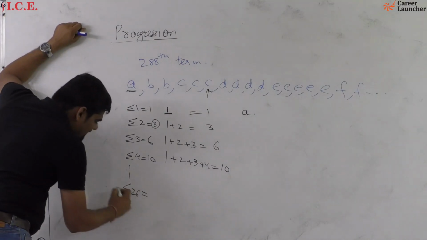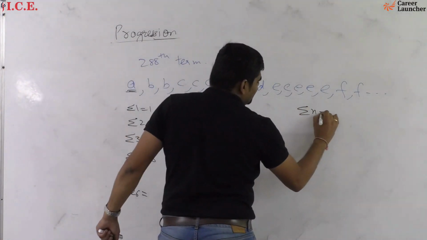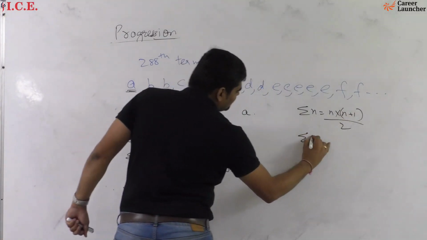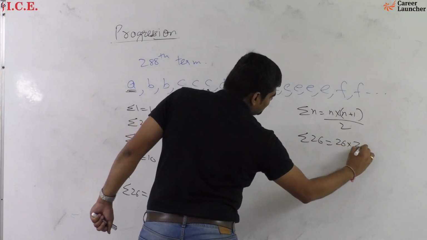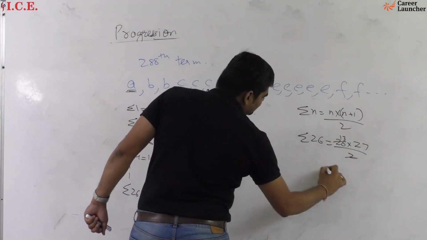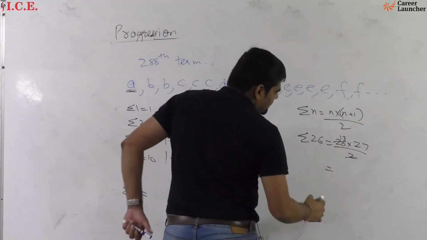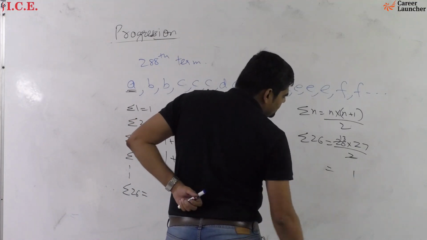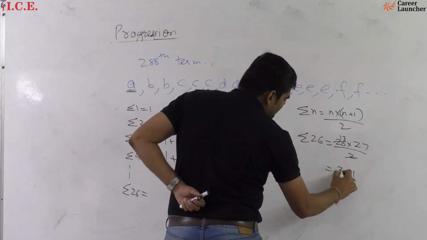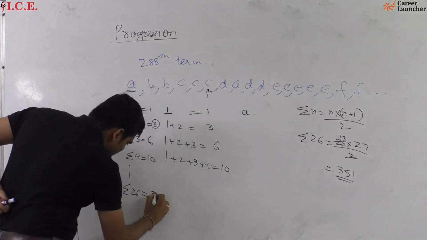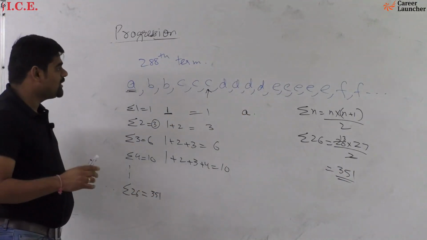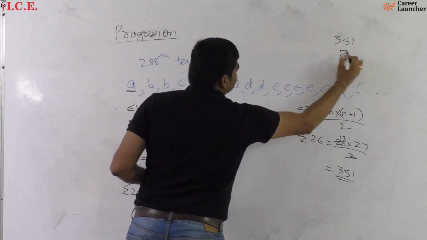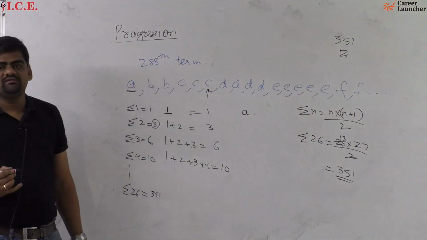So how many terms will I get? You know what is sigma n? N into n plus 1 by 2. So sigma 26 will be how much? 26 into 27 by 2. If you simply solve this, it is 13 into 27, which is 351. So can I say this is 351? That means the 351st term is a Z.